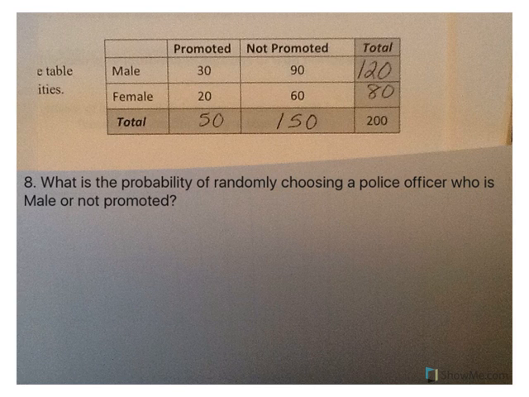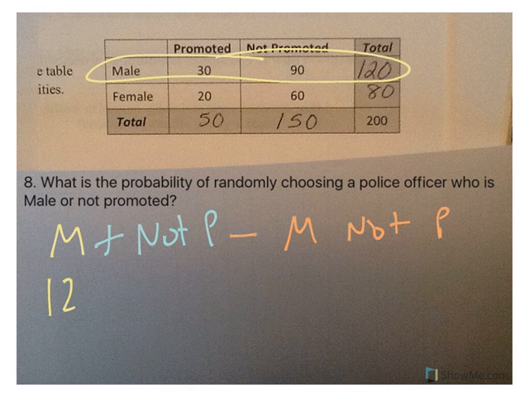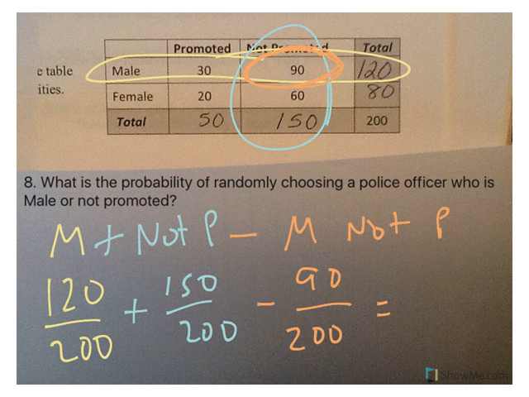What's the probability of selecting a police officer who is male or not promoted? So we have male plus not promoted, and then we're going to subtract the male not promoted. So here's my males, 120 out of 200, plus the not promoteds, 150 out of 200. Here's my overlap, my male not promoteds, so I'm going to subtract 90 over 200, which gives me ultimately 180 over 200, which is 90%. So you have a 90% chance of finding an officer who is male or not promoted.